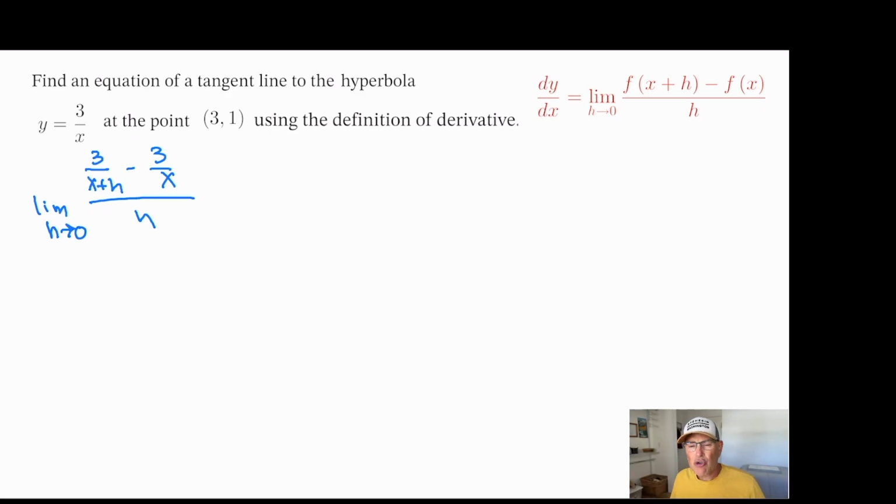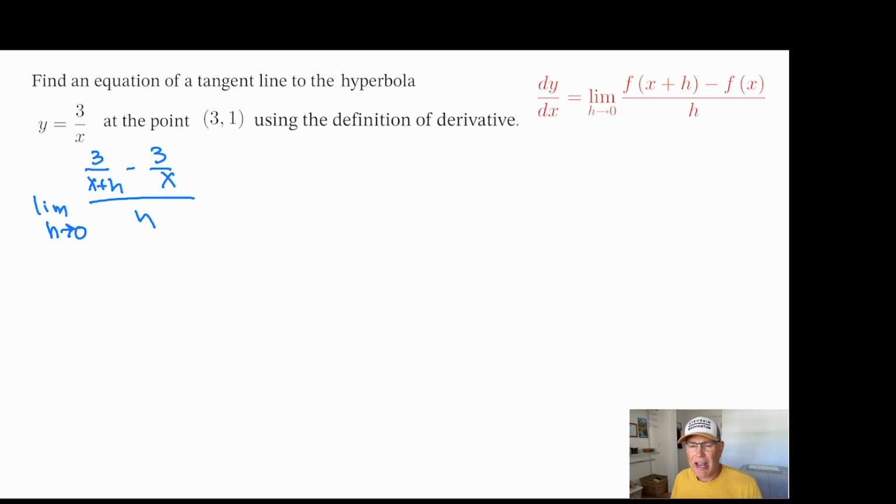At this stage, normally what we do with limits is we apply the limit by replacing all the h's with 0. Well, we skip that step in the definition of derivative because this is always going to happen. If I put a 0 in here, I get 3 over x minus 3 over x, which is 0, all over 0. I get 0 over 0, which is indeterminate. That always happens with the definition of derivative. So we usually skip right into simplifying what we have here.